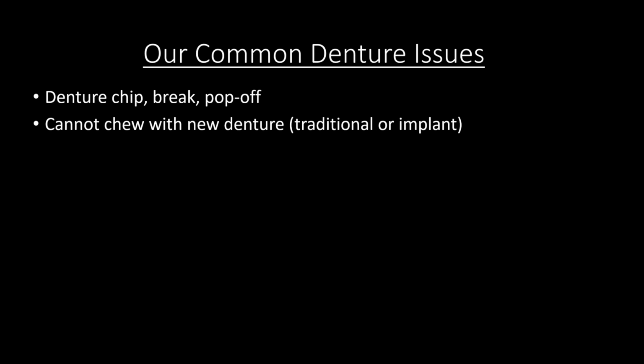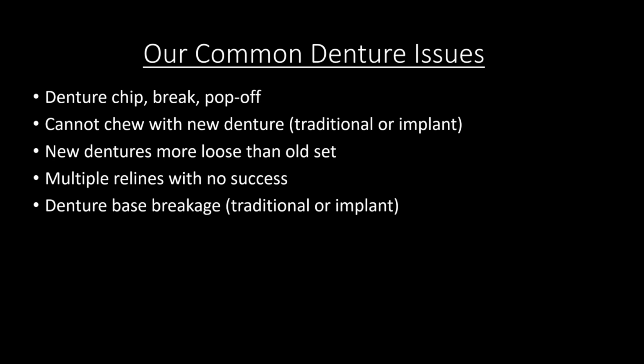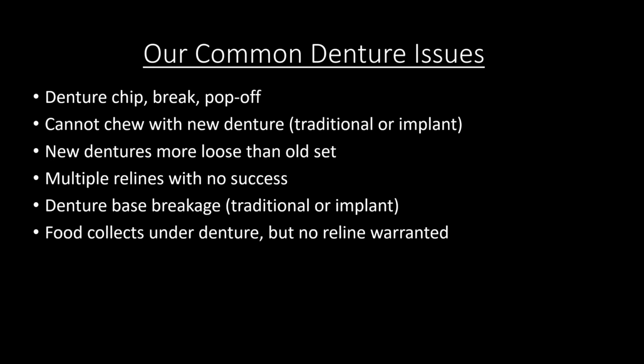Patient comes and says that they can't chew well with their new denture, traditional, implant or digital, and especially the new denture is more loose than the old one. So that's always an interesting one that we see clinically when patients say that their new teeth fit worse than the old one did. Multiple relines with no success, and the plate is still loose, and they're using denture adhesive. Of course, fractures of the denture base. Food collects under the denture, but you typically don't need to reline it because it's been relined.